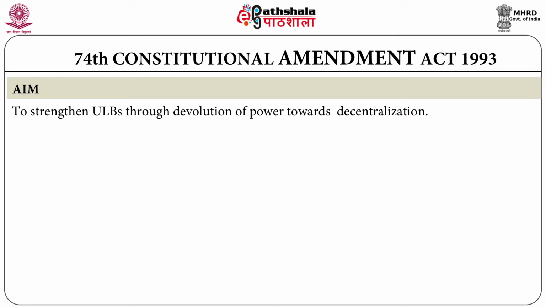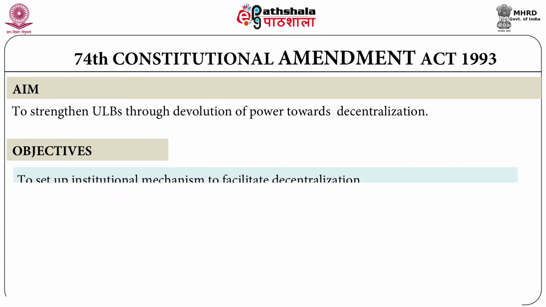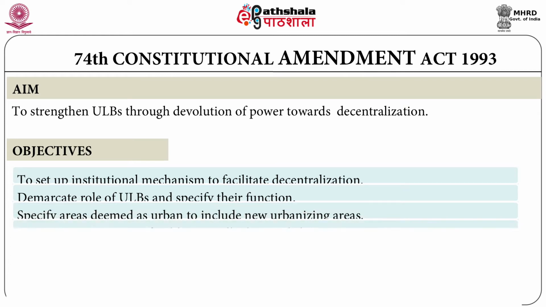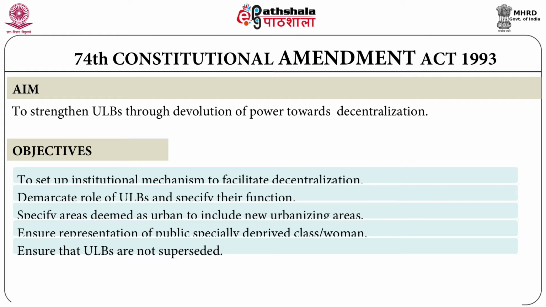And the objectives of this Amendment Act were to set up an institutional mechanism to facilitate decentralization, then to activate the role of ULBs and specify their functions. As I said, town planning is one of the 18 functions which the urban local body has to perform. Then to specify areas deemed as urban to include new urbanizing areas. Then to ensure representation of the public, especially the deprived classes and women. Then to ensure that urban local bodies are not superseded. So this was an objective of the constitutional amendment.